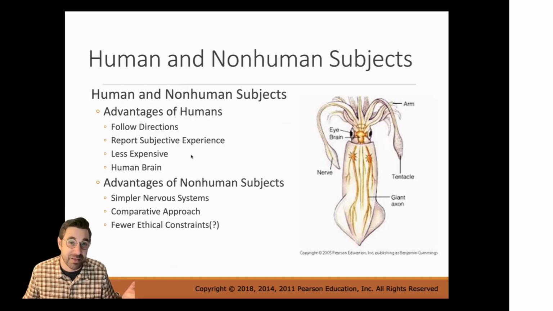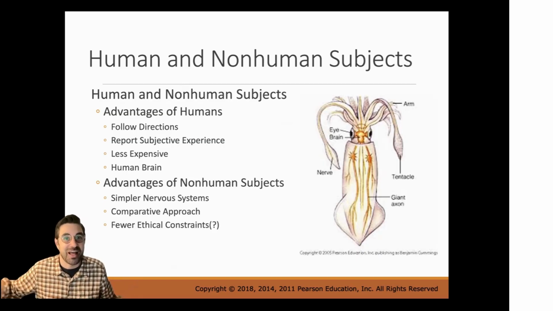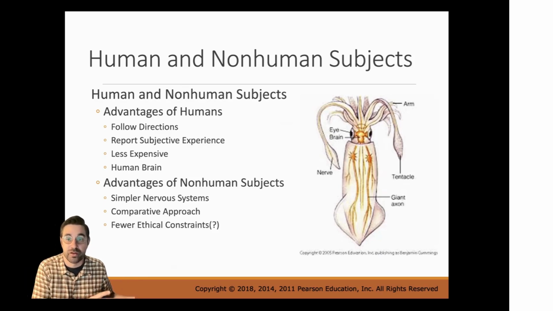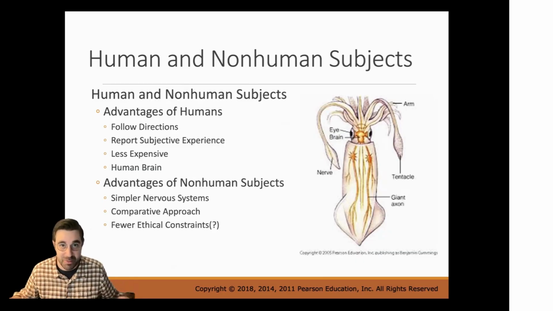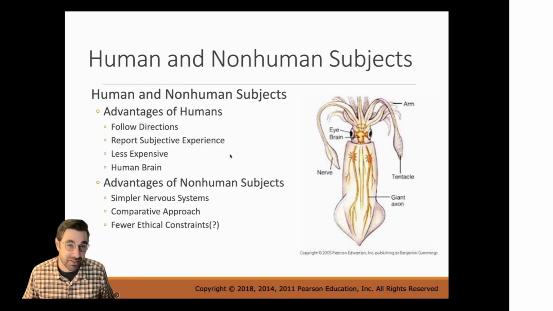Humans are also less expensive. I don't have to raise a child their whole life to study them in my psychology lab. I probably shouldn't, right? But for animal research subjects, I do have to raise them up and keep them in housing. So animal subjects are actually more expensive than humans. So why use non-human animals at all?